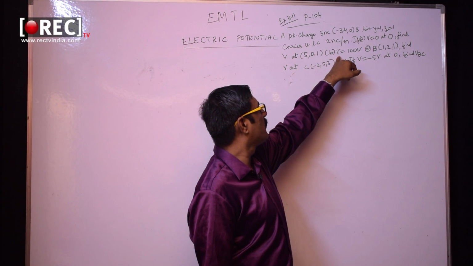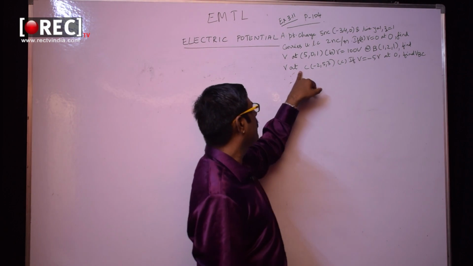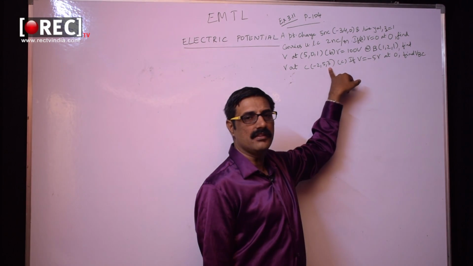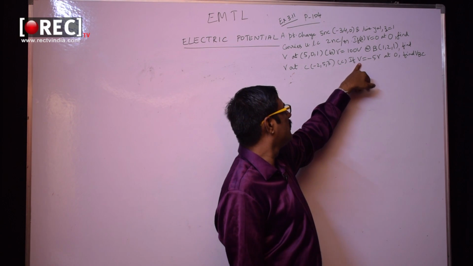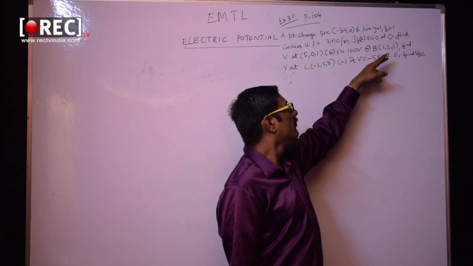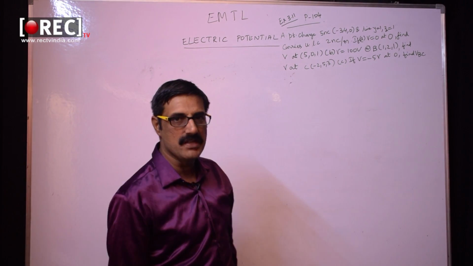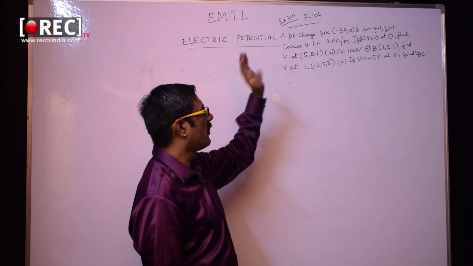The second bit says that if the potential is 100 volts at B (1, 2, 1), find the potential at C (-2, 5, 3). Similarly, the third bit says that if the potential is -5 volts at 0, that is the origin, find the potential difference between the points B and C, which is VBC. Now let us work out this problem initially.